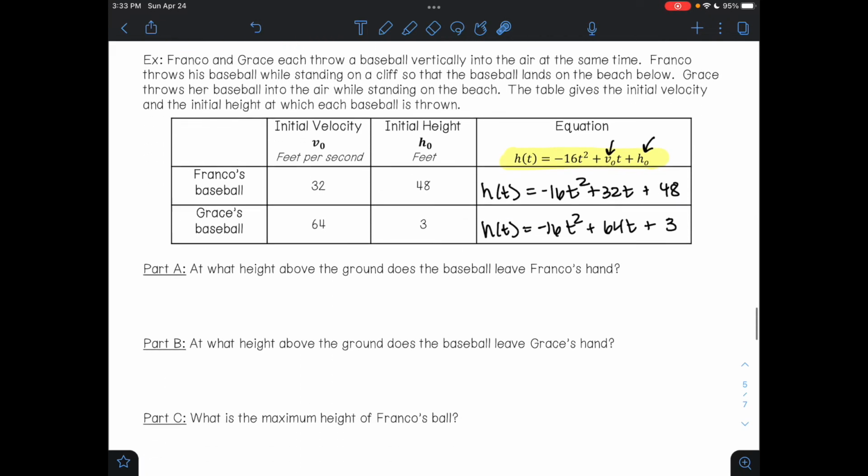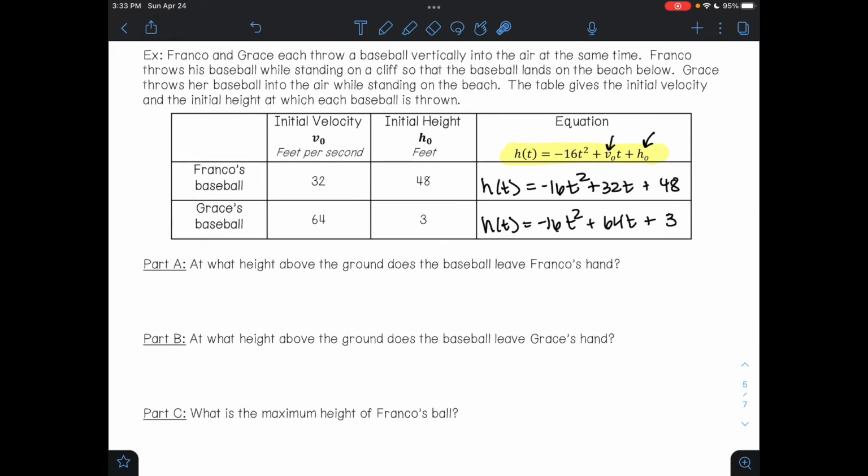Part A says, at what height above the ground does the baseball leave Franco's hand? They tell us that Franco's initial height is 48 feet. At what height above the ground does the ball leave Grace's hand? Well, they tell us that Grace's initial height is 3 feet.